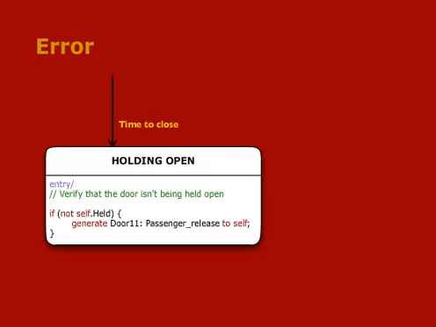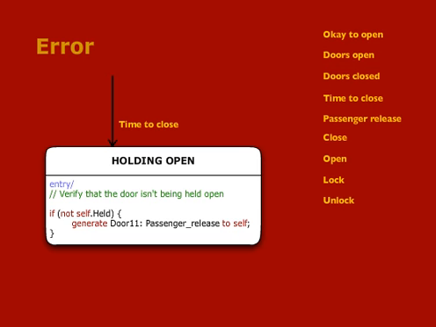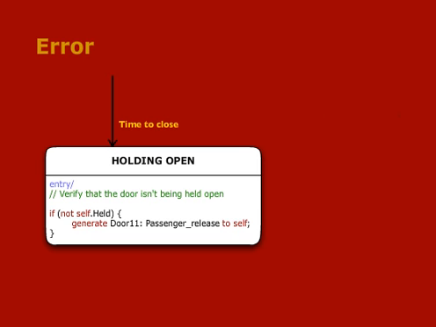To build safety-critical systems, you have to consider the occurrence of any event in the current state, not just the ones you are expecting. When it is time to close the doors, or a passenger pushes the close button, we enter the holding open state and check to see if the open button is being pressed. Our example door object finds that the open button is being held, so it sits in this state waiting for a passenger release event. Well, that's odd.